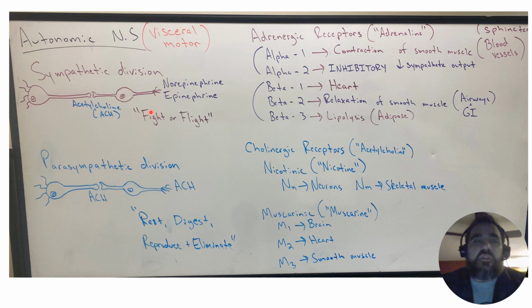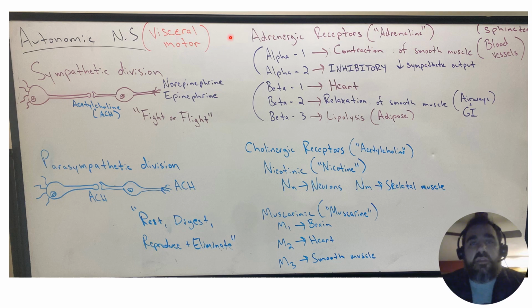But then the terminal neuron, or the postganglionic neuron, is going to directly attach to its effector, whether it's cardiac muscle, smooth muscle, or gland. In the sympathetic nervous system, you're going to release norepinephrine, okay? And in the parasympathetic division, you're going to release acetylcholine, right? The same neurotransmitter we use to excite skeletal muscle.